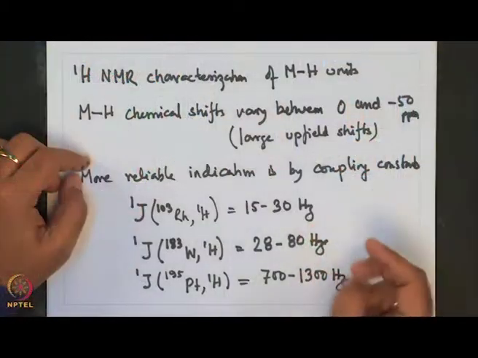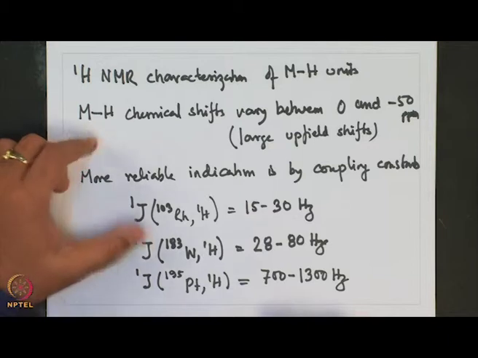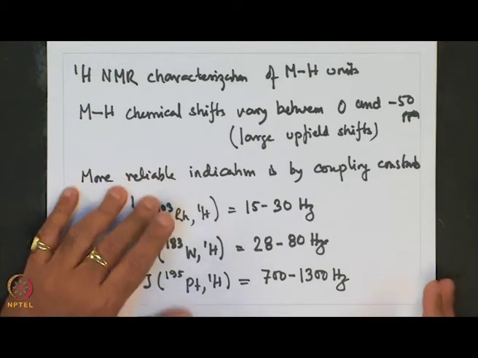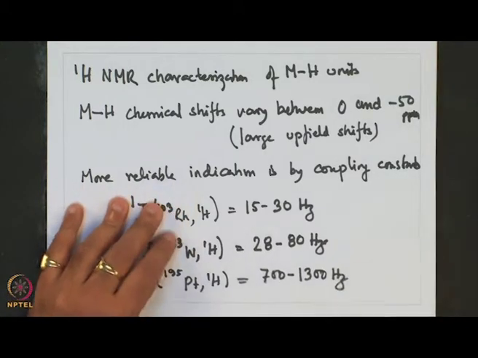Another major reliable indication of this MH moiety is the coupling constant of the hydrogen atom with the metal it is bound to, and that can vary in tens, like in rhodium or tungsten, to even hundreds and thousands in the case of platinum. So, proton NMR also provides a very useful characterization of these transition metal carbonyl hydride moieties.